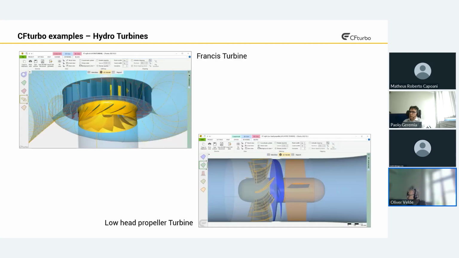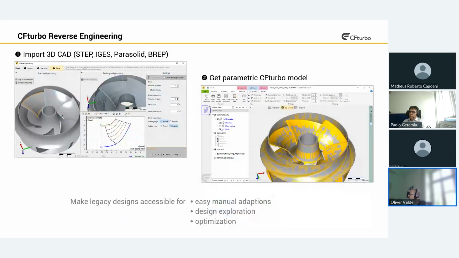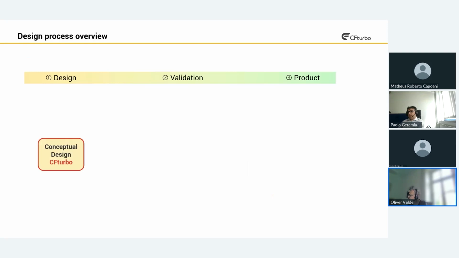Some Francis turbine examples, and some examples of which features are implemented. There's one very important feature, which is the reverse engineering feature. With the help of that, you can quickly get legacy geometries into the parametric description in CFturbo.